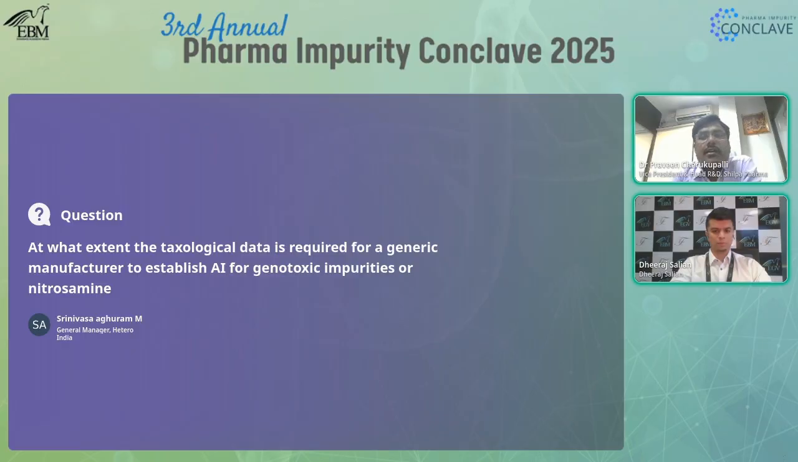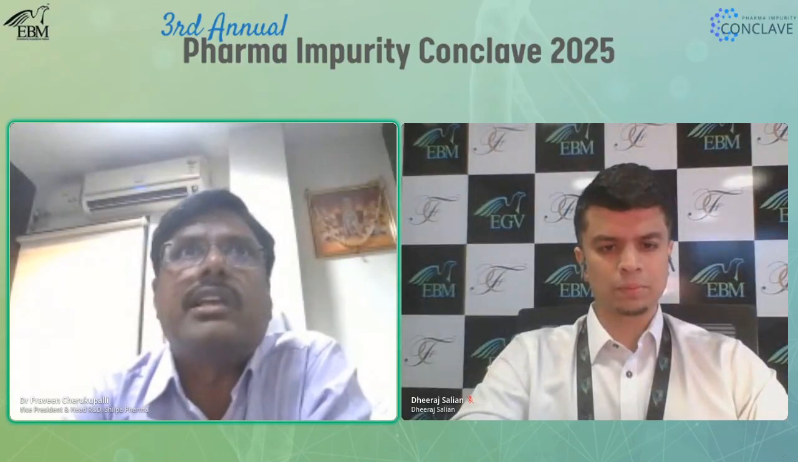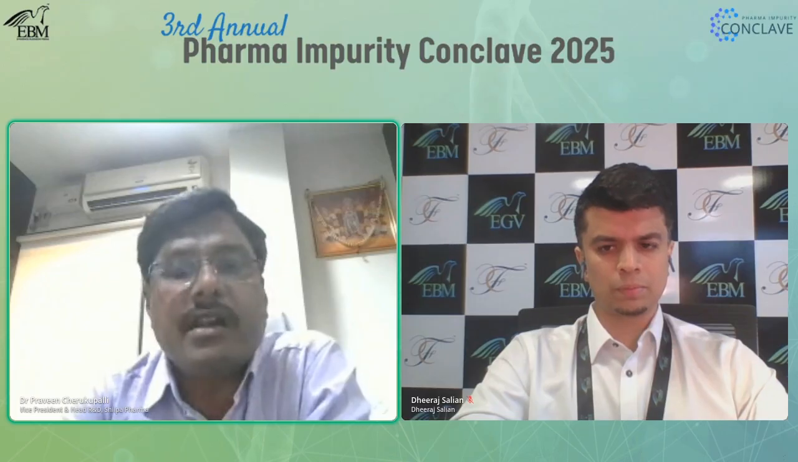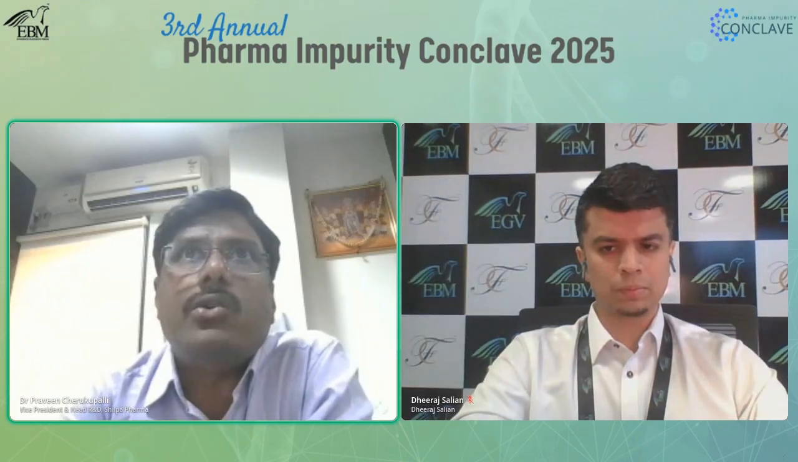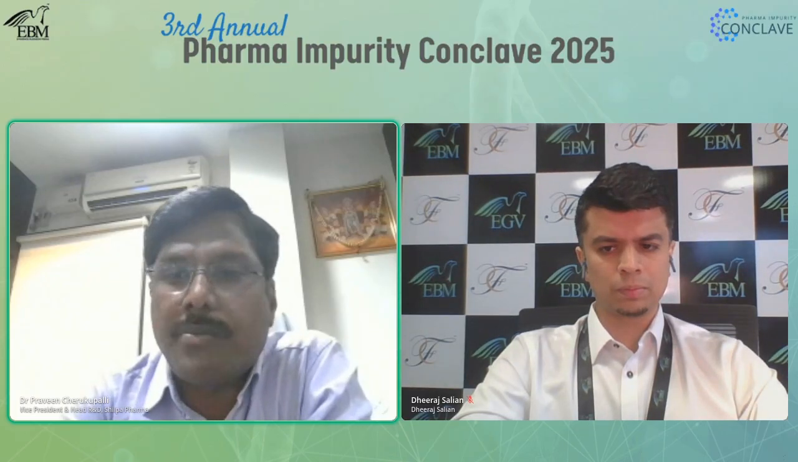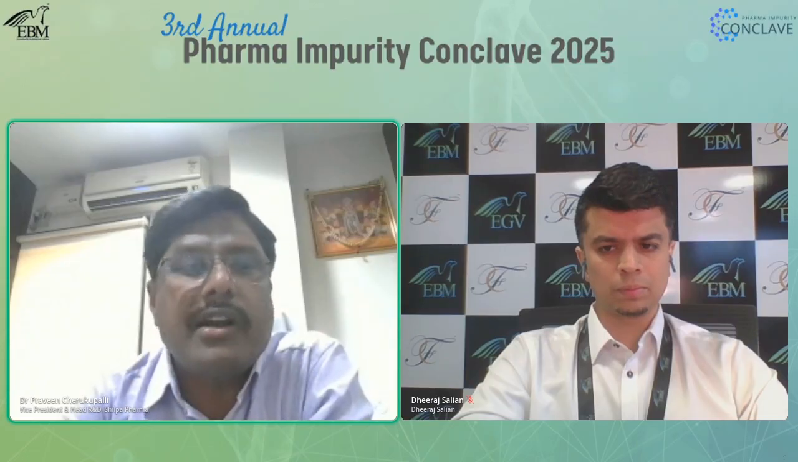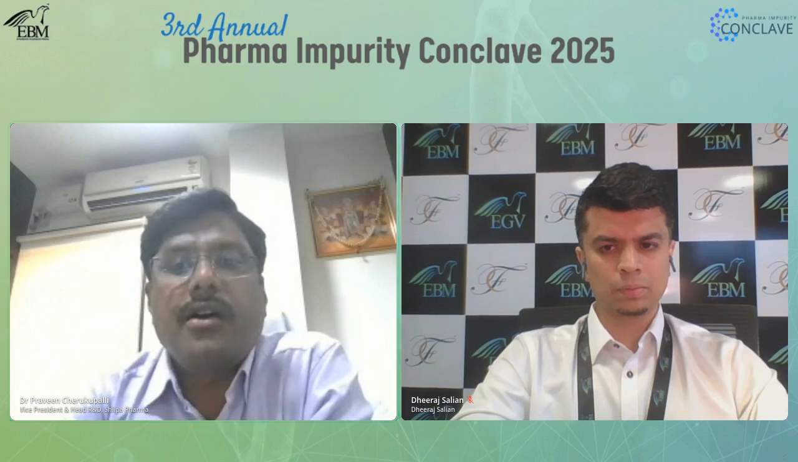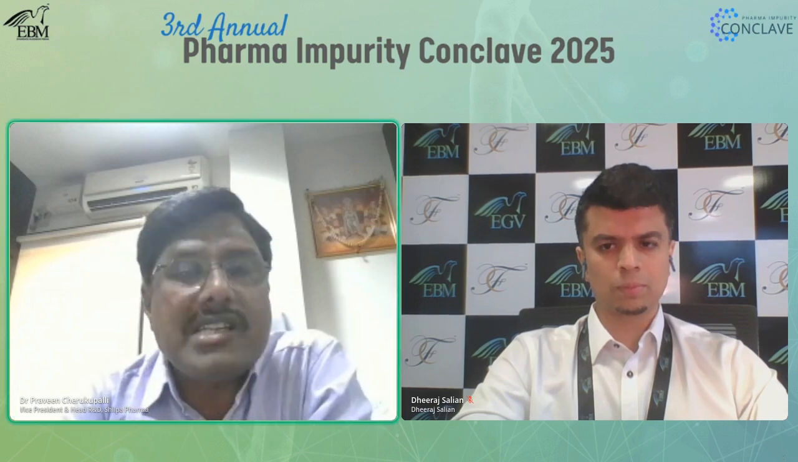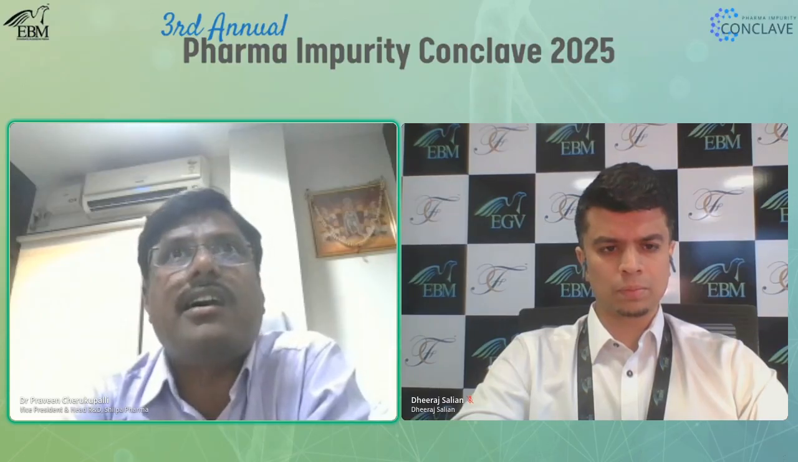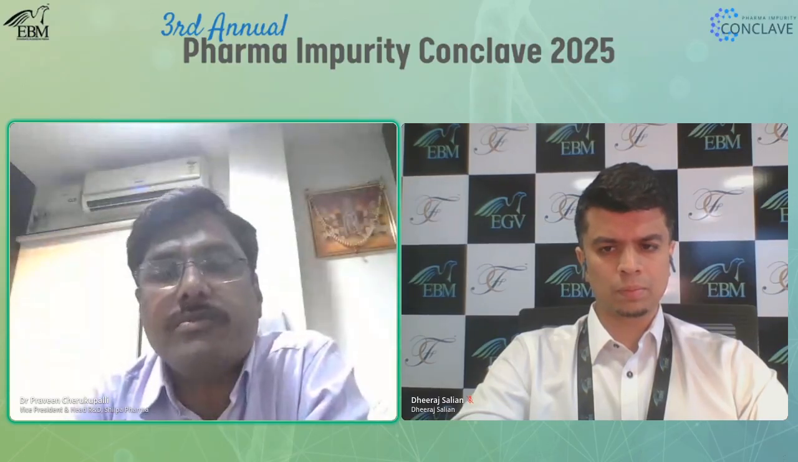For a generic manufacturer, when acceptable intake limits are not published in the regulatory websites like FDA or EMA, you have to do the calculation as per the CPCA approach, or you have to go ahead with the lead structure approach and propose the limit. For generic companies, establishing the AI limit through toxicology studies is a very large activity, and for a generic player it is not possible.